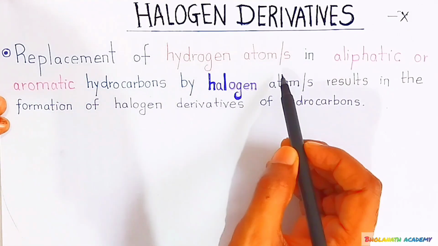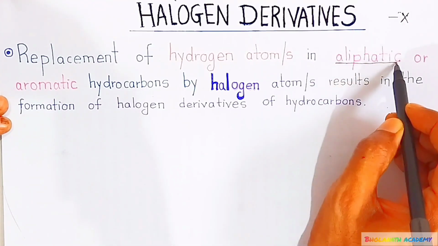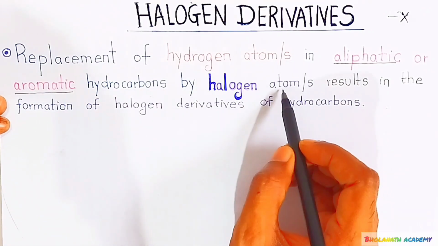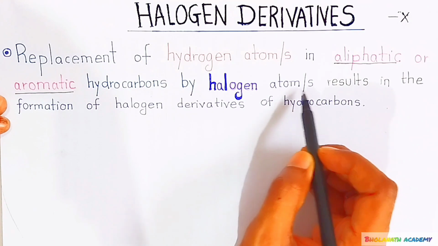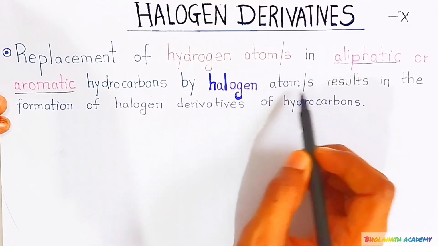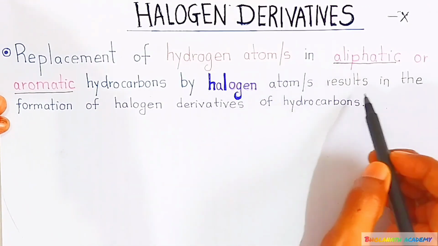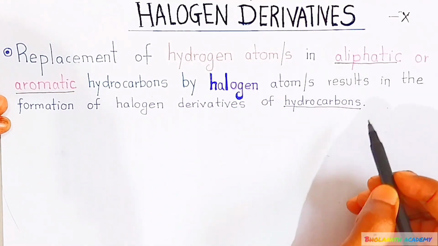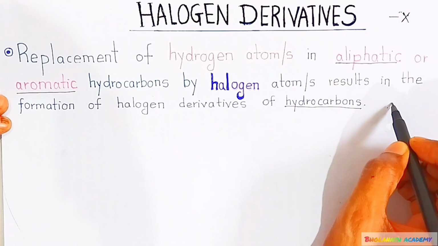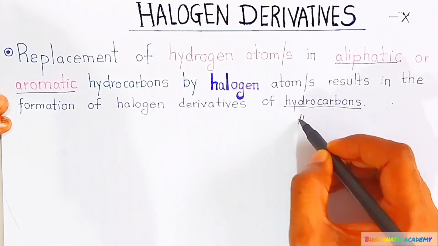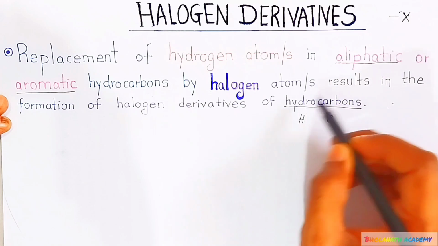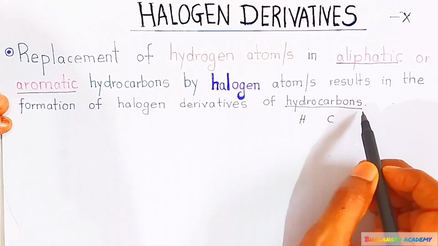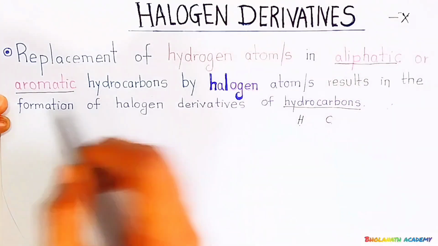The replacement of hydrogen atoms in aliphatic or aromatic hydrocarbon by halogen atom. It may be singular or plural. If it is plural, we call them halogen atoms. If it is one halogen atom, we call it halogen atom. This results in the formation of halogen derivative of hydrocarbons. Hydrocarbons, you know, students, is the compound which is made up of hydro, meaning hydrogen, and carbon. The compound which is made up of these two elements, hydrogen and carbon, we call hydrocarbons. In aliphatic or aromatic.